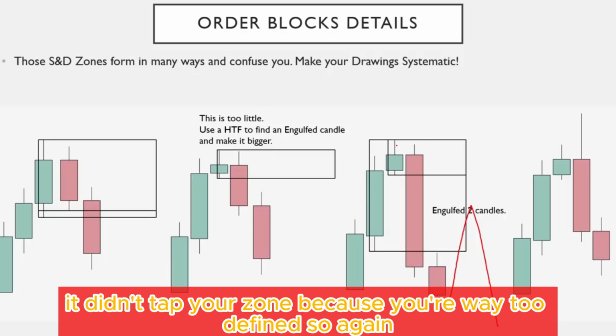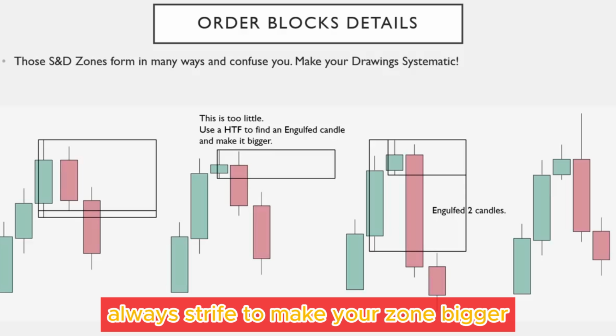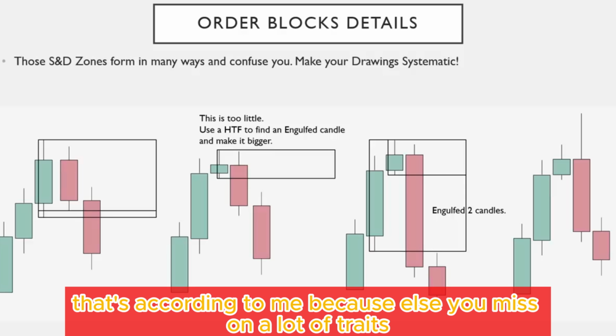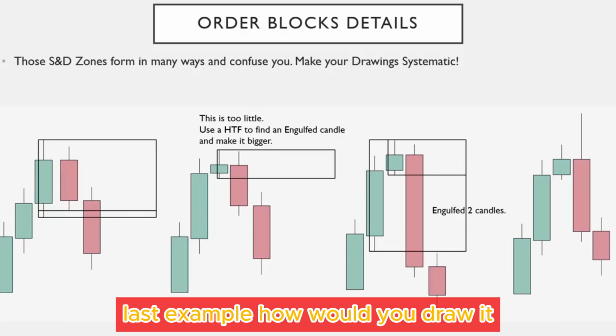Well, it didn't tap your zone because you're way too defined. So again, have a look at where the engulfing is and always strive to make your zone bigger. That's according to me, because otherwise you miss out on a lot of trades. Last example, how would you draw it?